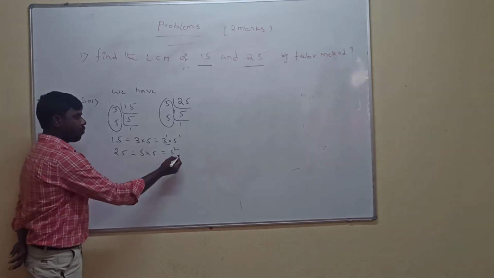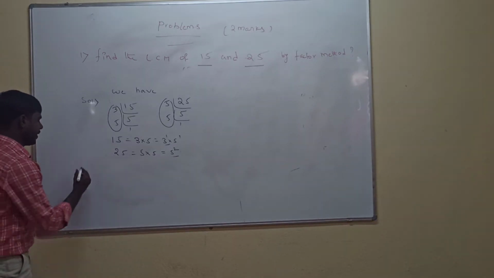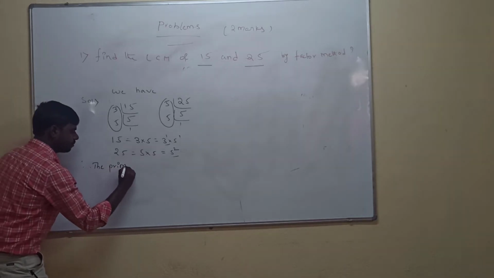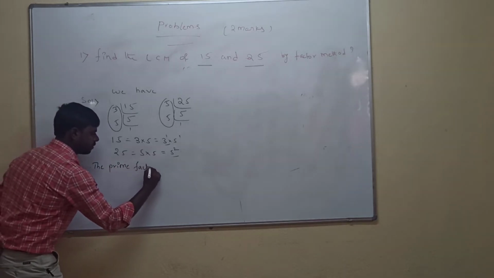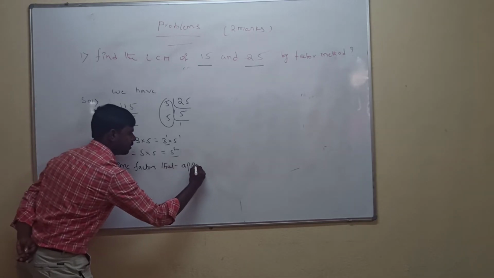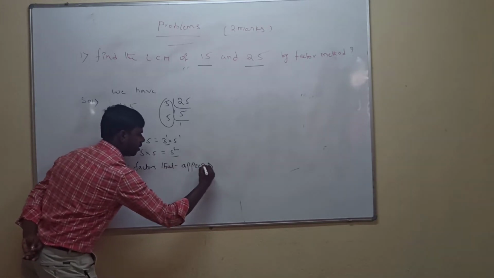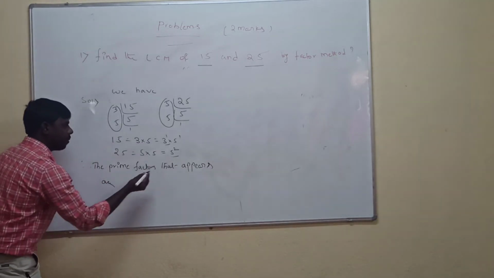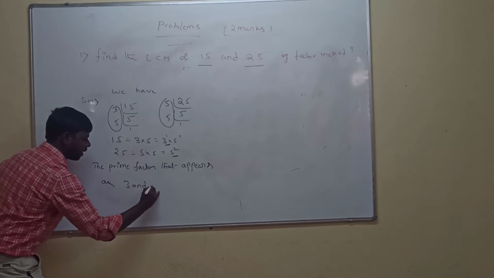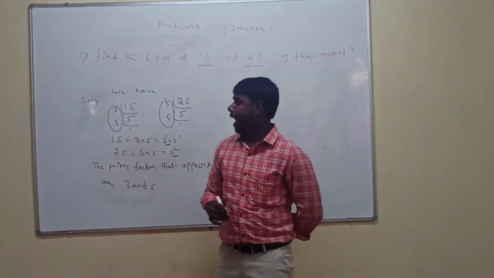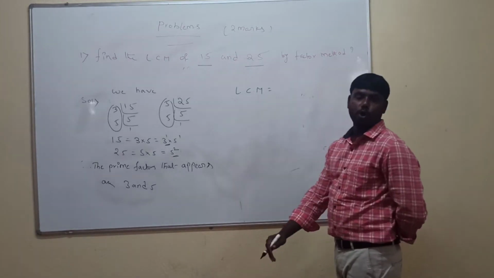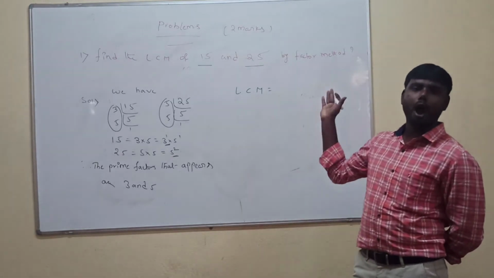How many prime numbers appeared? 3 appeared and 5 appeared, only 2 numbers. That's why the prime factors that appear are only 2 numbers: one is 3, another is 5. Next, to calculate the LCM, what is the rule? The product of the highest power of all the factors.